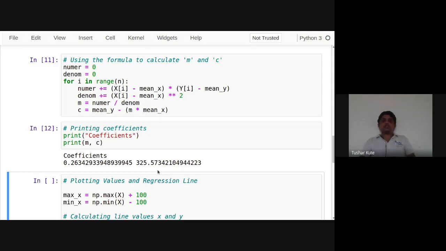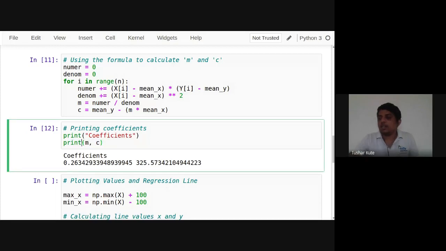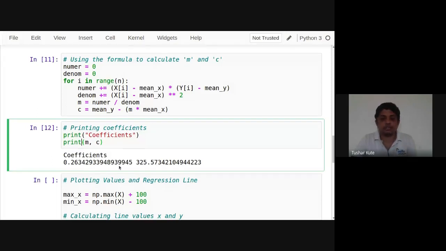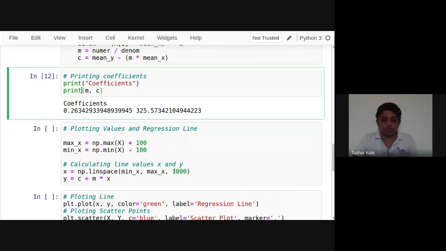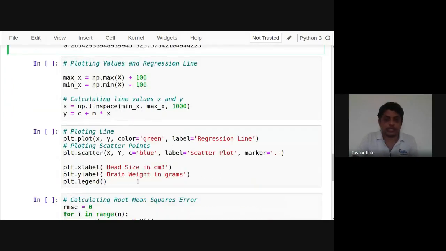Fine. So with this method, m and c are calculated. This m and c will represent the line of best fit. The line of best fit. Remember that. Okay, and now let's draw this particular line. I just need to draw this line.